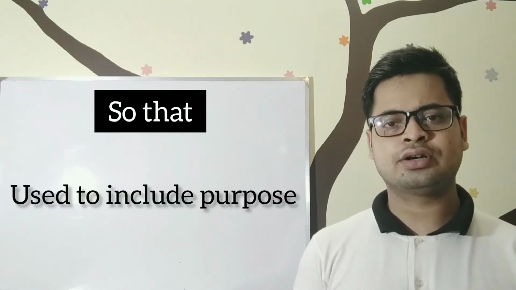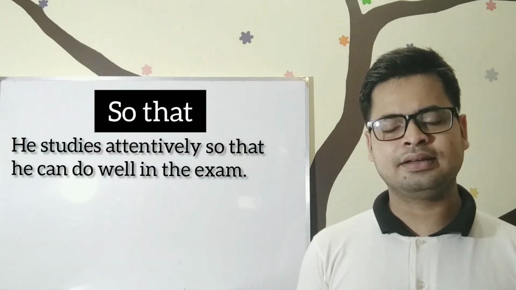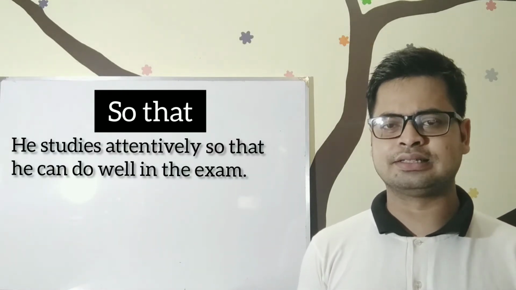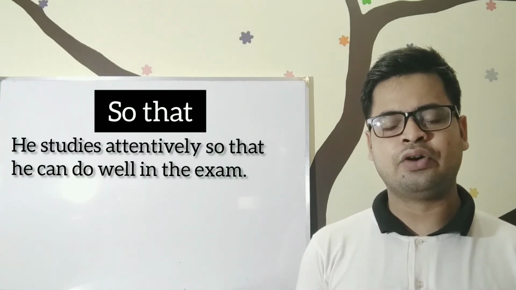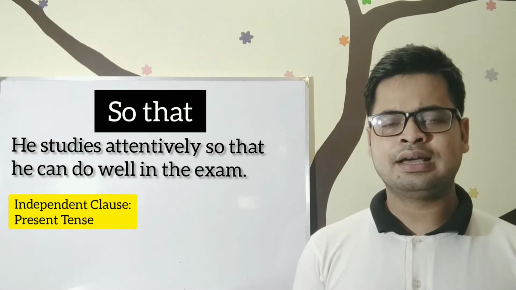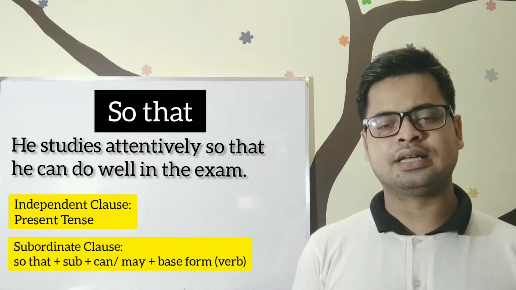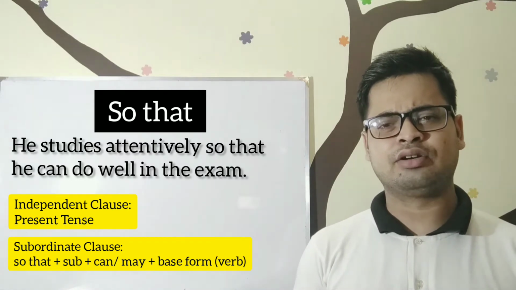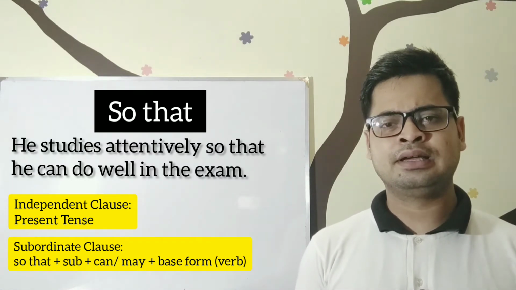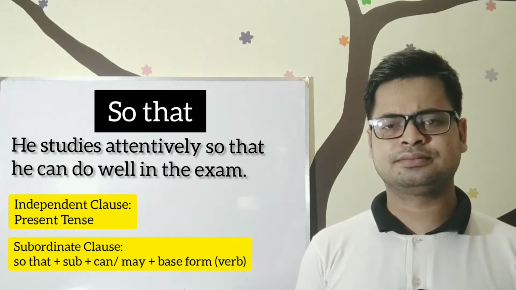We use so that or in order that to talk about purpose. For example, he studies attentively so that he can do well in the exam. Here you can see that there are two clauses. One is independent clause, another one is subordinate clause. In the sentence, the subordinate clause shows the purpose, and we have to use can or may plus base form of the verb in the subordinate clause if the main clause is in present tense.